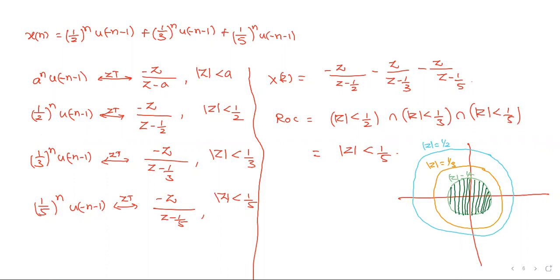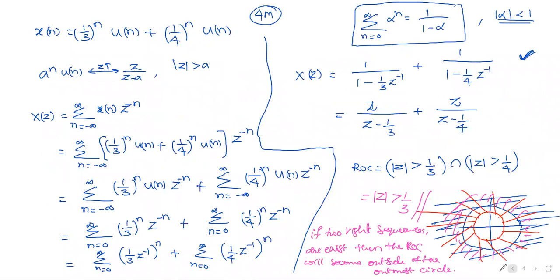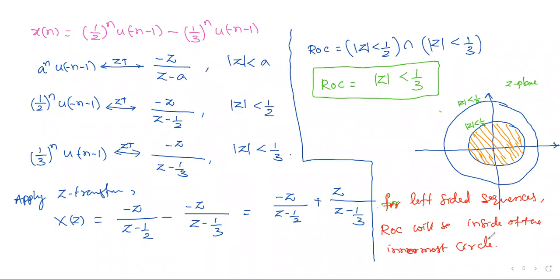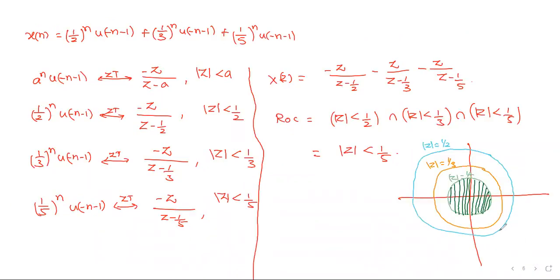Now, if they give a two-sided signal, that means one is right-sided and another one is left-sided. In the previous problem, two signals are right-sided signals. In the next question, two signals are left-sided signals. Now we will see if one is right-sided and another one is left-sided. So x of n is equal to 1 by 2 whole power n u of n minus 1 by 3 whole power n u of minus n minus 1.